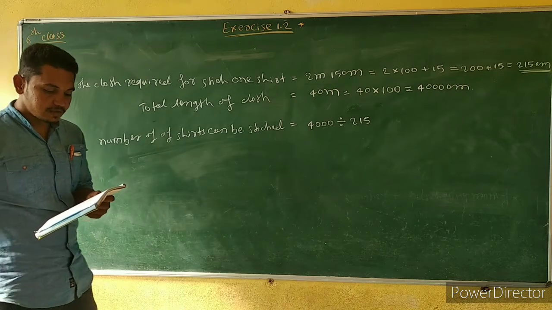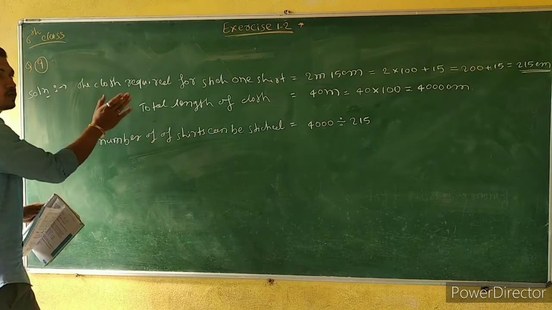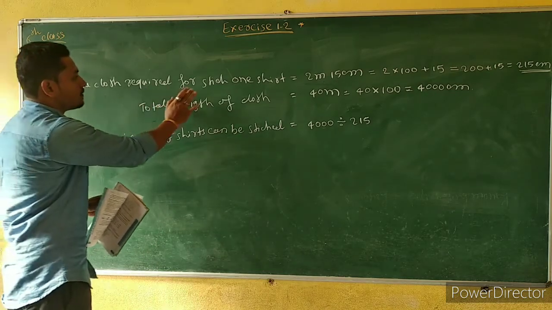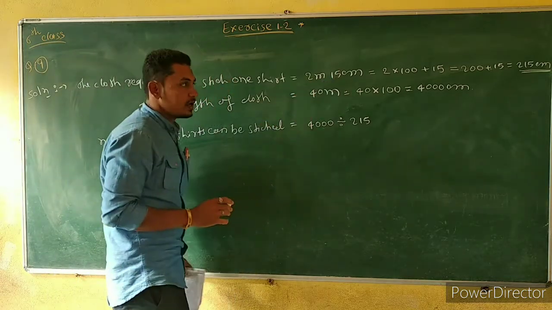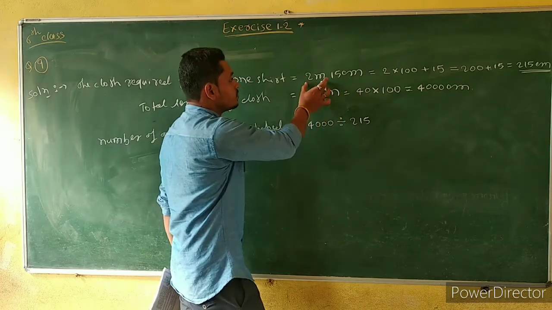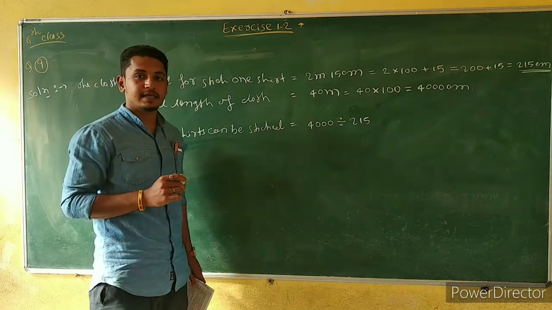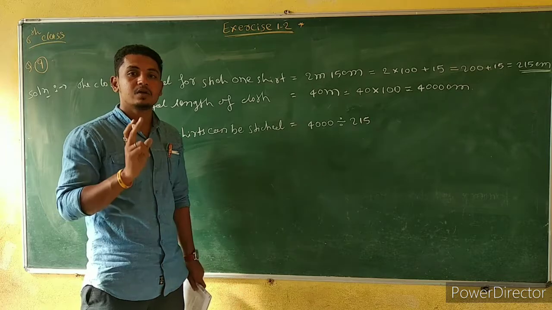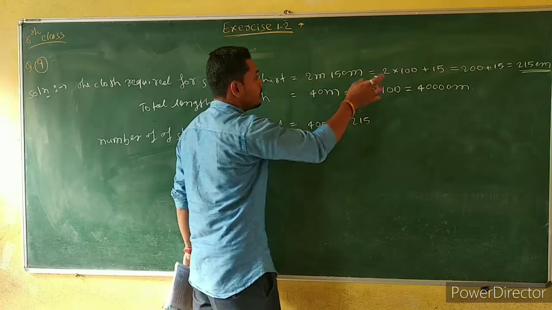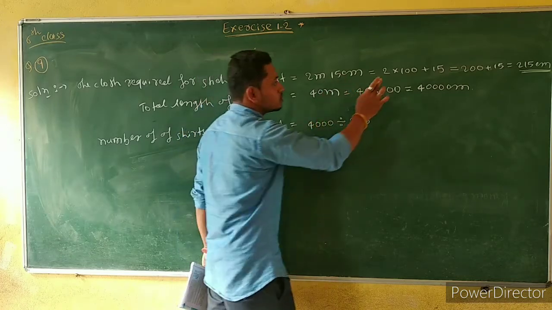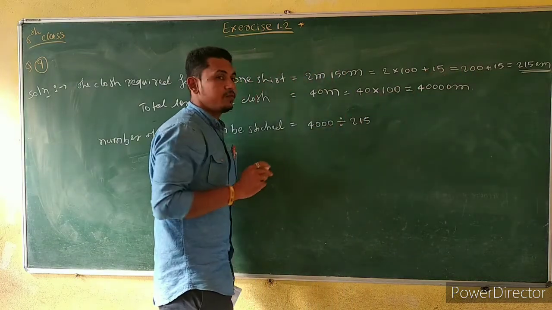To stitch a shirt, 2 meter 15 centimeter cloth is needed. In the solution, the cloth required to stitch one shirt is equal to 2 meter 15 centimeter. Now we have to convert this meter unit into centimeter. 1 meter is equal to 100 centimeter. So 2 meter is 2 into 100, plus 15 centimeter as it is. 2 into 100 is 200, plus 15 is equal to 215 centimeter.